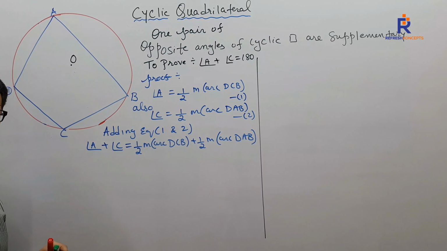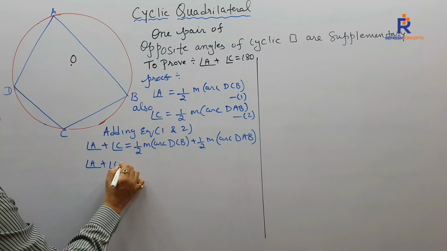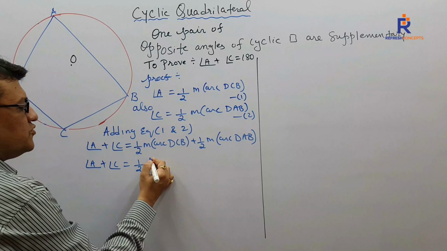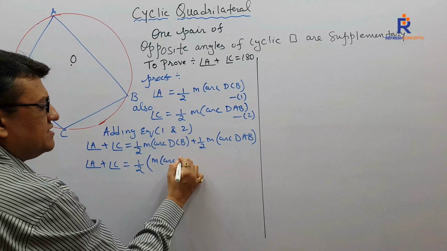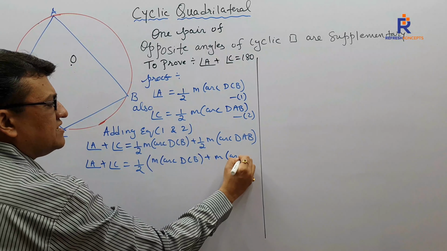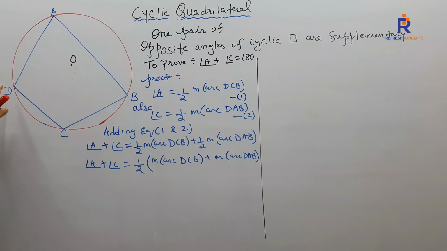Am I right, children? Angle A plus angle C as it is. Can I say half is common? What is measure arc DCB plus measure arc DAB? I want you to understand and tell me what DCB plus DAB is. DCB plus DAB is nothing but the entire circle.